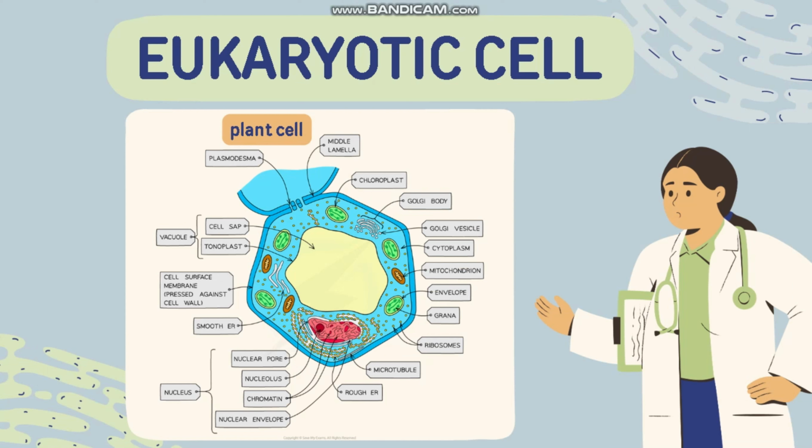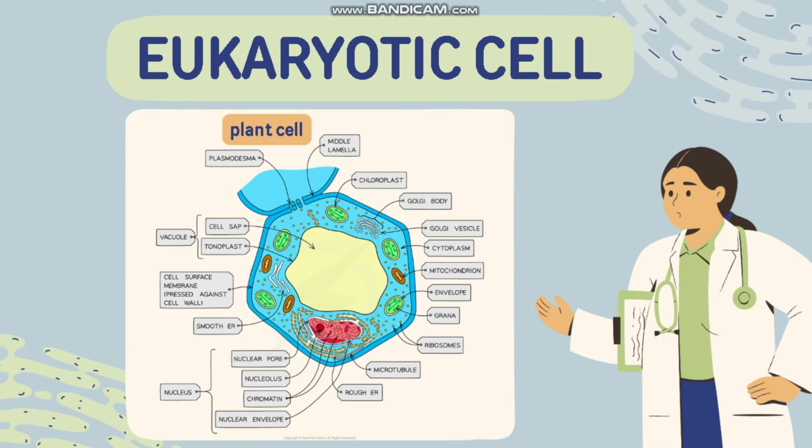Here's a eukaryotic plant cell. We have chloroplast, Golgi body, Golgi vesicle emerging from the Golgi body. We've got cytoplasm, mitochondria, envelope and grana in the chloroplast, ribosomes, microtubules, RER, and again within the nucleus we've got pores, envelope, chromatin, and the nucleolus.